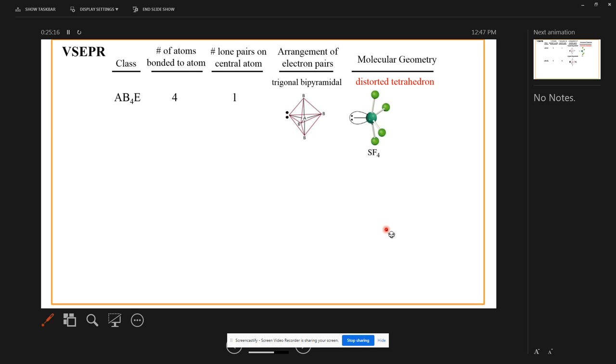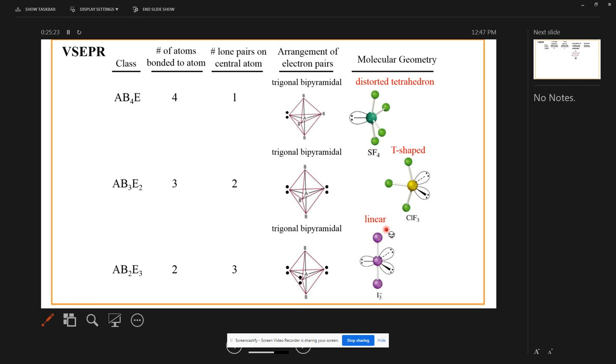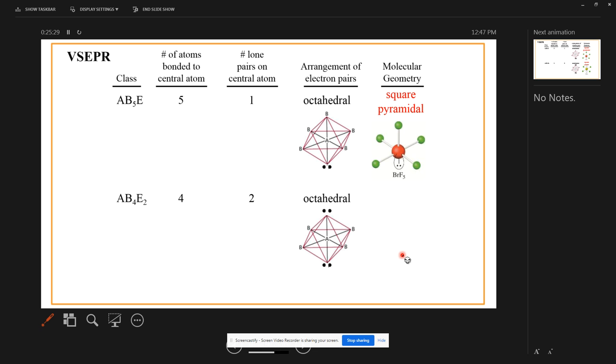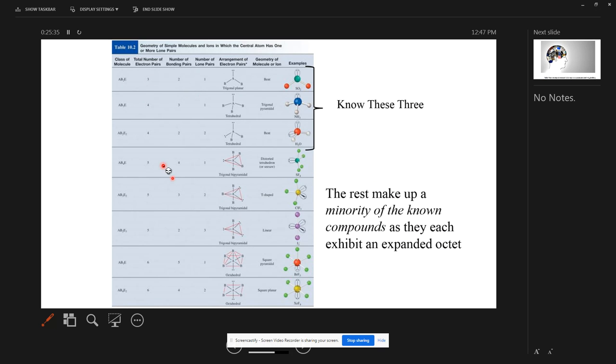And then, similar to the others, here are some other fun facts you don't have to know. Distorted tetrahedron, T-shaped, linear, but with 3 non-bonding pairs. And again, these are only going to come up in more obscure examples. Square pyramidal, square planar, you do not have to know. So in this larger table, you're only looking at these ones. The rest of them make up a much smaller quantity.